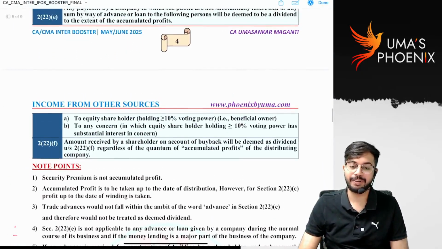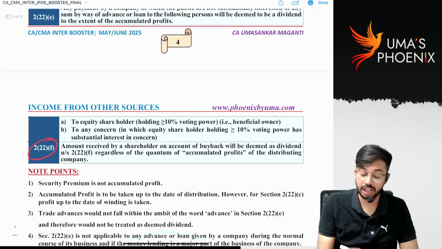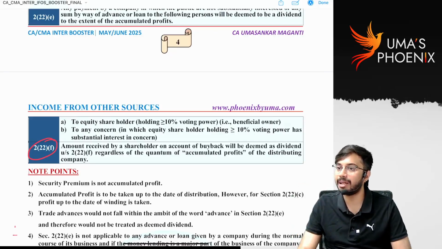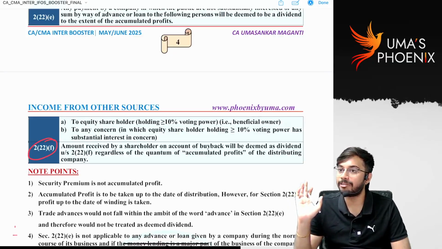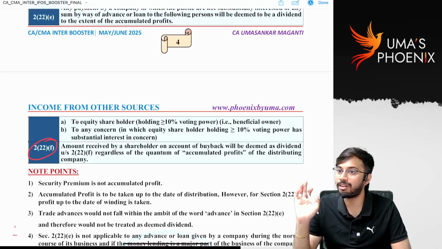Shall I explain case 5, section 222E? 222F I will not teach. Don't ask me to teach. It was already discussed in buyback yesterday. At the time of buyback on or after 1st October 24, whatever amount is received by the shareholder from the company is taxable under other sources.